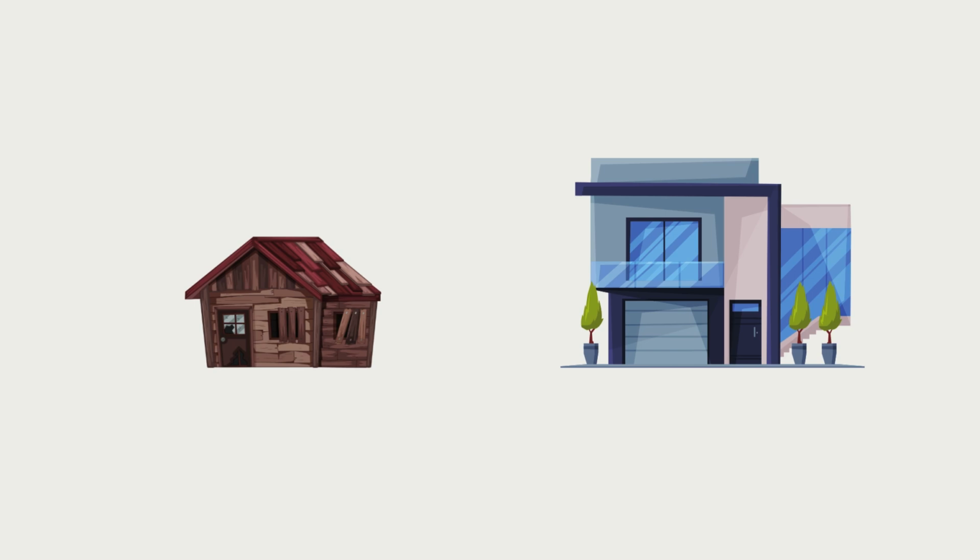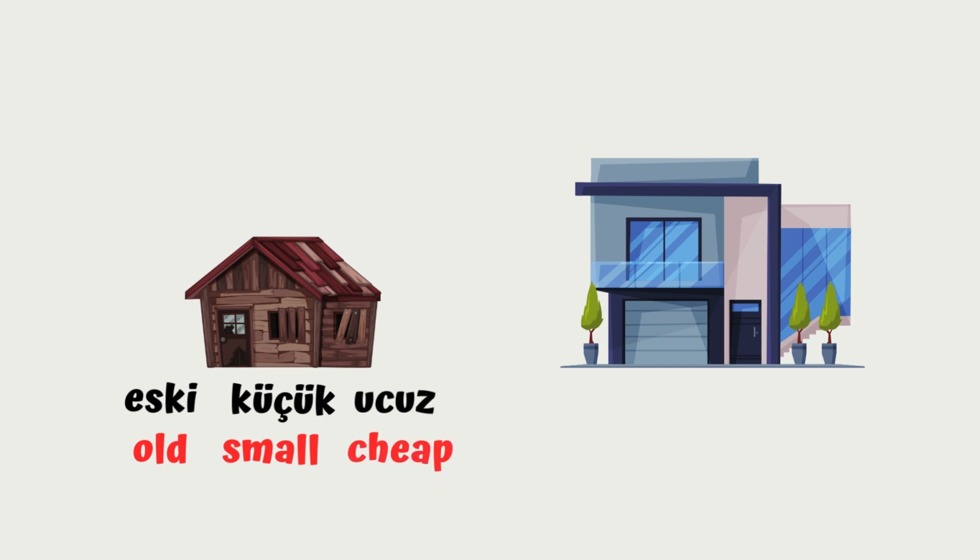Okay, we have two houses here. Can you remember the adjectives that you can use for them? Okay, let's do it together. So for the first house, we can use eski, küçük, ucuz. And for the second house, we can use three adjectives similarly. And they are yeni, büyük, pahalı.